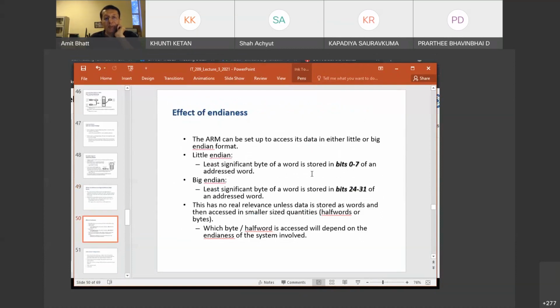There is one very important concept, the effect of endianness. The word endianness comes from, for those of you who have read Alice in Wonderland, an island where there were two groups fighting with each other. One group said that eggs should be cracked at the big end, and you all remember the shape of an egg. Another group said you have to break the egg from the little end. So that's why the words big endian and little endian came.